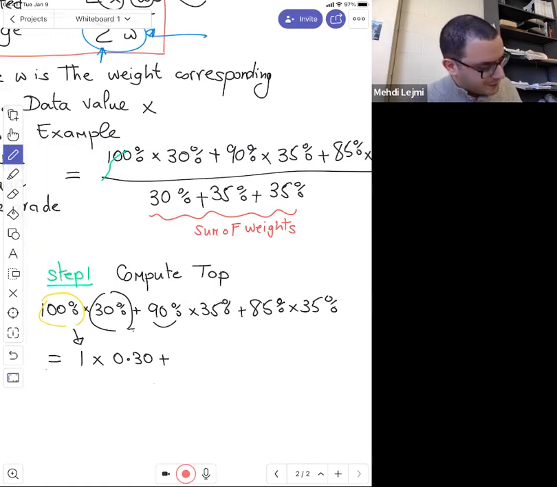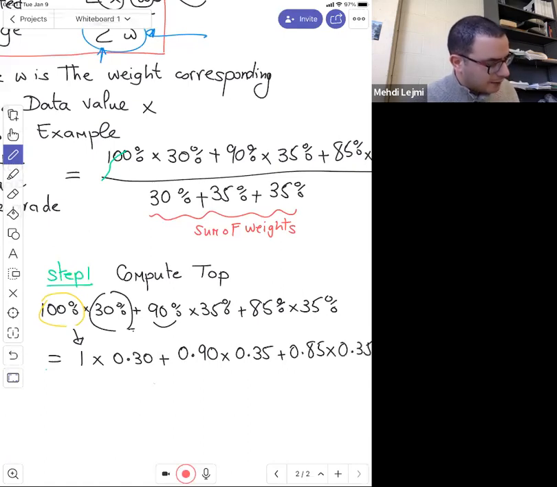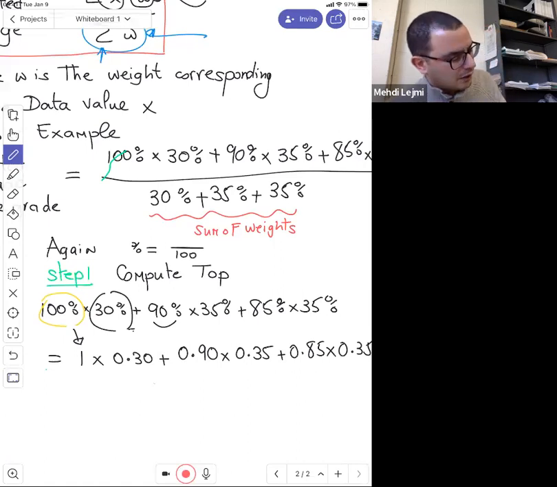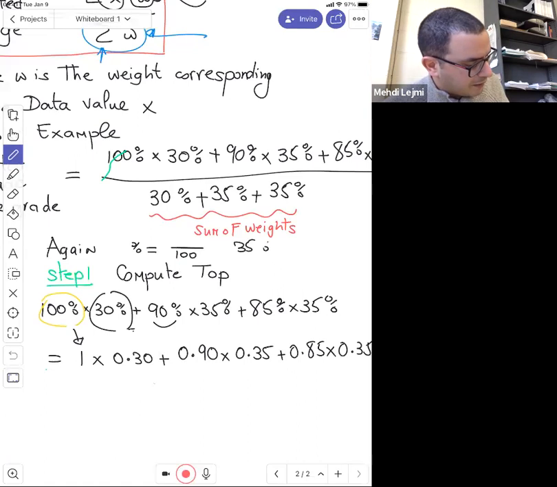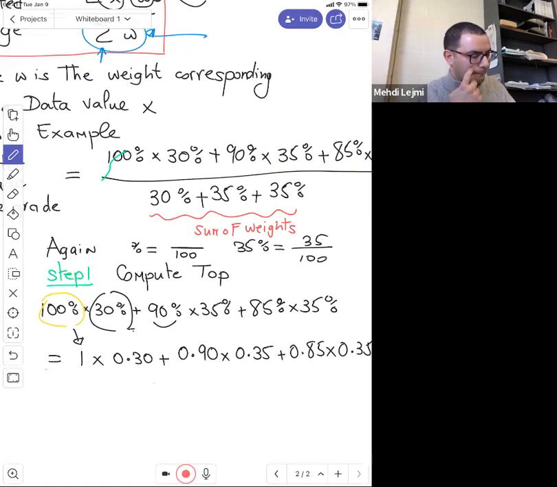90 over 100, it's 0.90 or 0.9, et cetera. 35 over 100, that's 0.35 plus 0.85 times 0.35, okay? So again, guys, just keep in mind, when you have a percentage, it means it's just a division by 100. So if you have 35%, that's like 35 over 100.